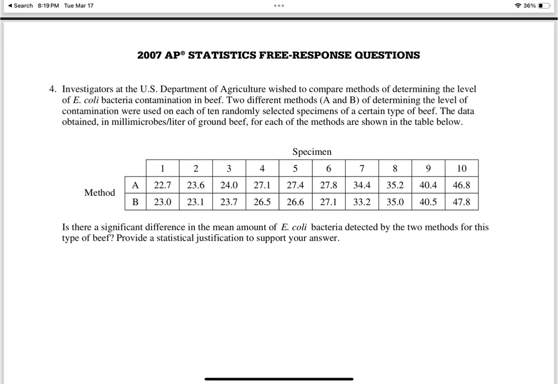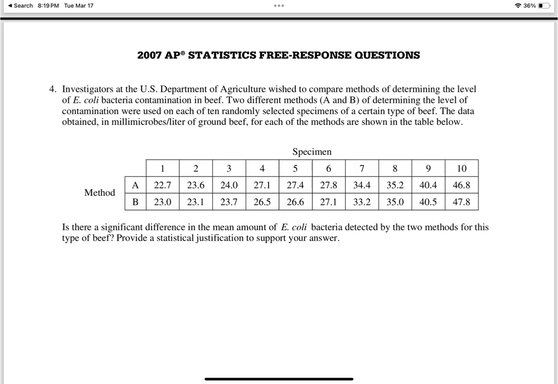In this video, we're going to go over this AP released test question from 2007, talk about what the method is and why. Investigators at the U.S. Department of Agriculture wished to compare methods of determining the level of E. coli bacteria contamination in beef.